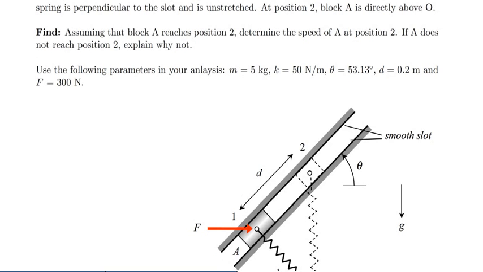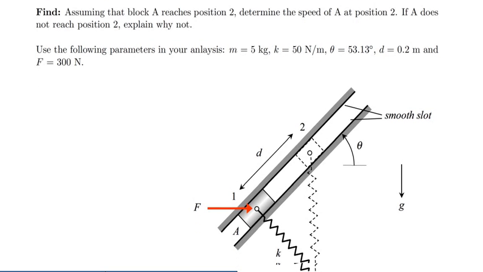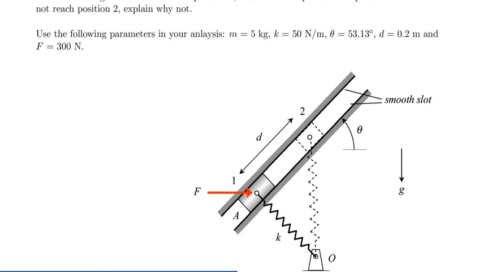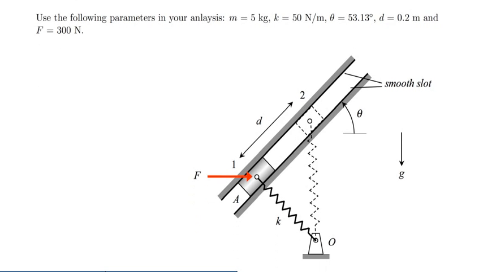We're told later at position 2 block A is directly above point O. Based on this information, and assuming that block A reaches position 2, we're asked to determine the speed of the block at the second point. We're furthermore told that if A does not reach position 2, we should explain why not.